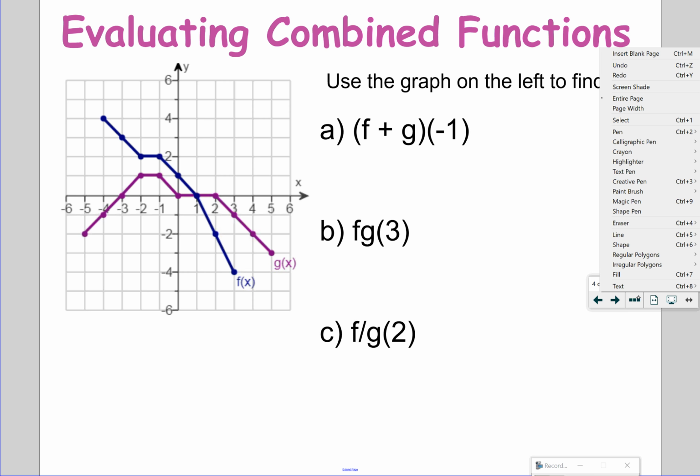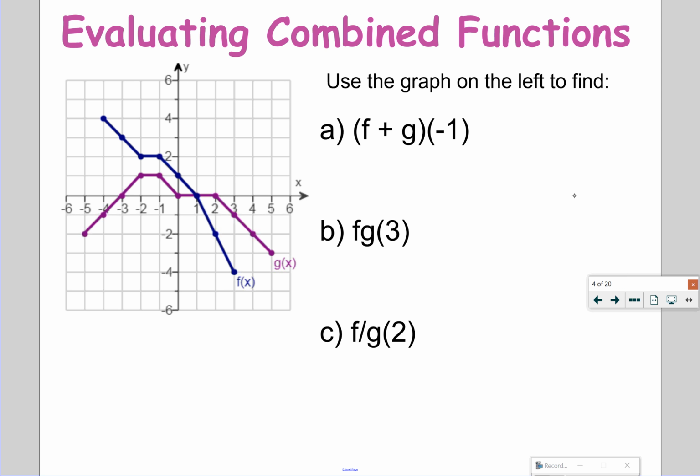Okay, same type of problem here. Instead of an equation, though, we have a graph that we're going to find this information from. So you can see here in kind of navy blue, I have a graph of function f of x, and in purple, I have a graph of g of x. And here we want to find f plus g of negative 1. So f of negative 1 plus g of negative 1.